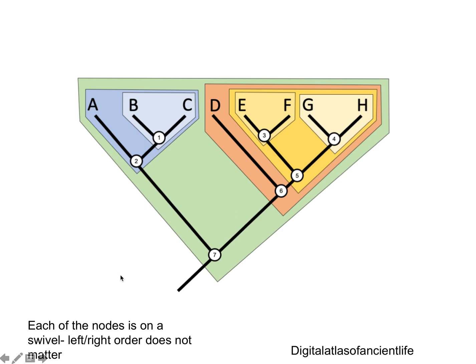Okay, another important thing about looking at these trees is that every node on here, 1, 2 through 7, is on a swivel. So if I said A, C, B instead of A, B, C, it would be the same tree. Right to left does not matter within a node. So if I mix up the order of E and F or G and H, it does not matter. And if I put D, E, F, G over here and A, B, C over here, that also doesn't matter. It doesn't change how you interpret the tree.